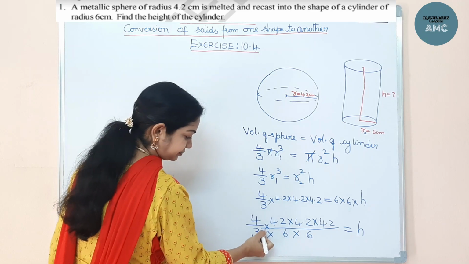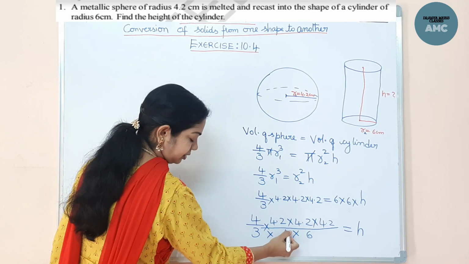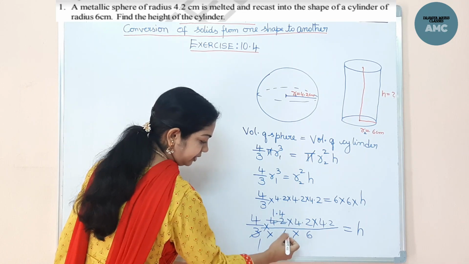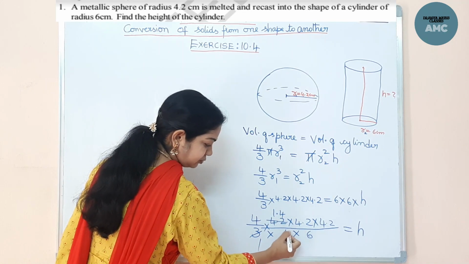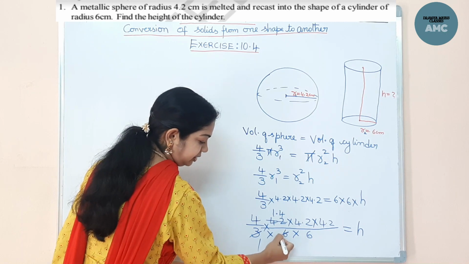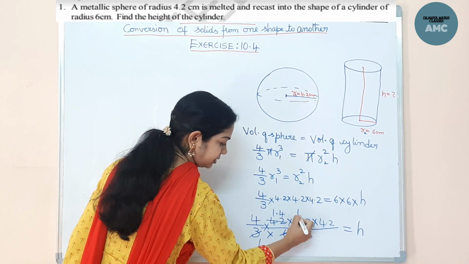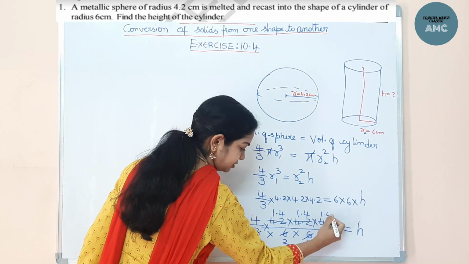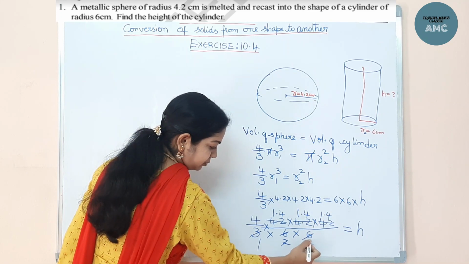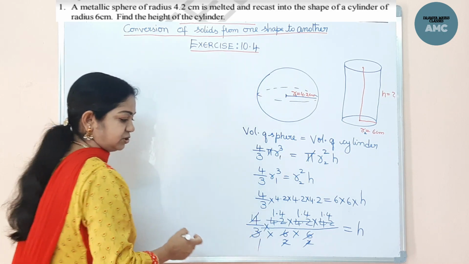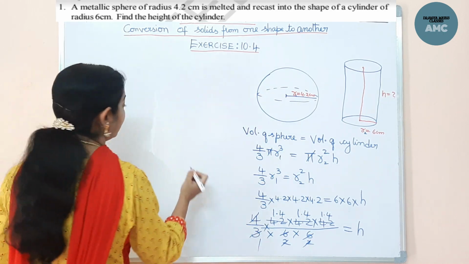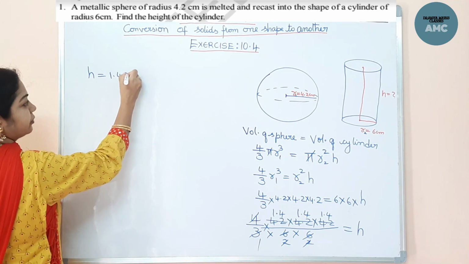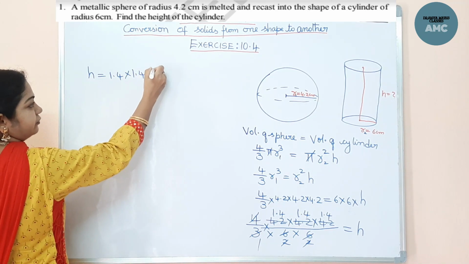If you see, now here 3 ones are 3, 3 4s are 12. Now even with 2 you can cancel it with the 4. So the leftover part is only, I'll write it here, h is equal to 1.4 into 1.4 into 1.4.